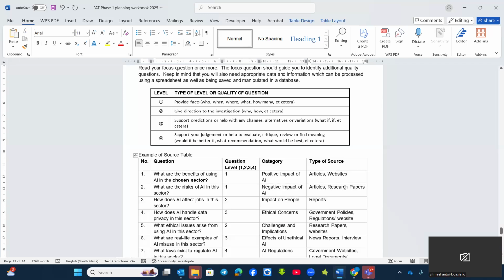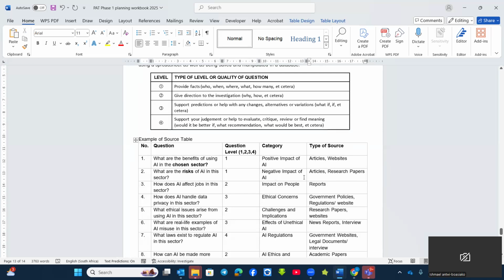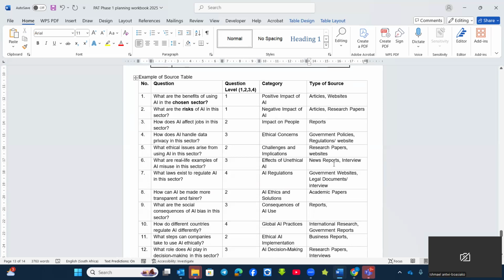Then where will you get it from? You can get it from maybe articles or websites. So you just write one source there. Don't write all the sources to be websites. Some of the sources can be from interviews.